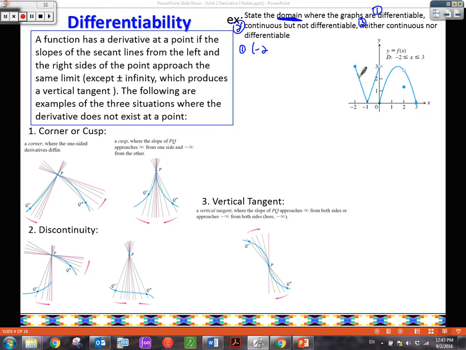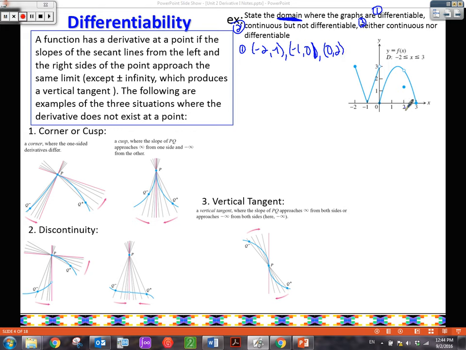So I move along here, and I see my first problem area is this one, -1. That is a corner. The derivative does not exist at a corner. So I've got to stop at -1. Okay, I'm going to put a comma, or you could put a union symbol. It's up to you. So now we pick up from -1, and let's see where we're going. Here's our next problem at 0. There's a discontinuity there. So no derivative there.